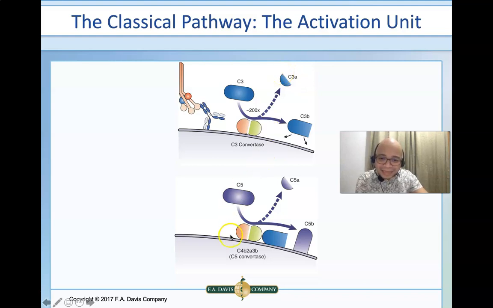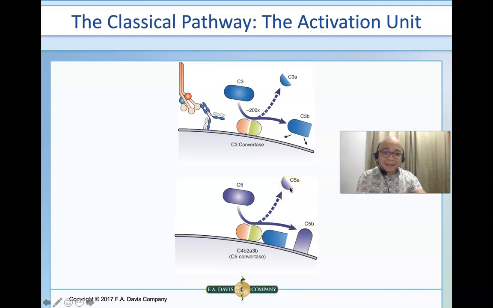What is left is C4b2a3b. The C4b2a3b is otherwise known as the C5 convertase. And what's the action of C5 convertase? The C5 convertase will cleave C5 into C5a and C5b.